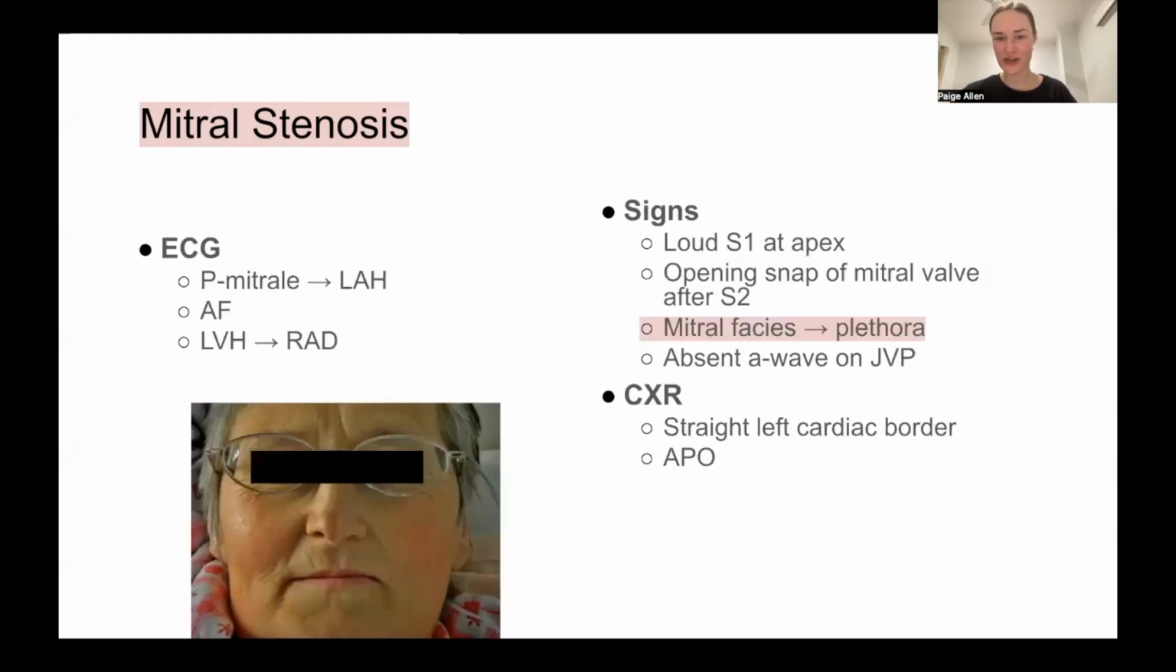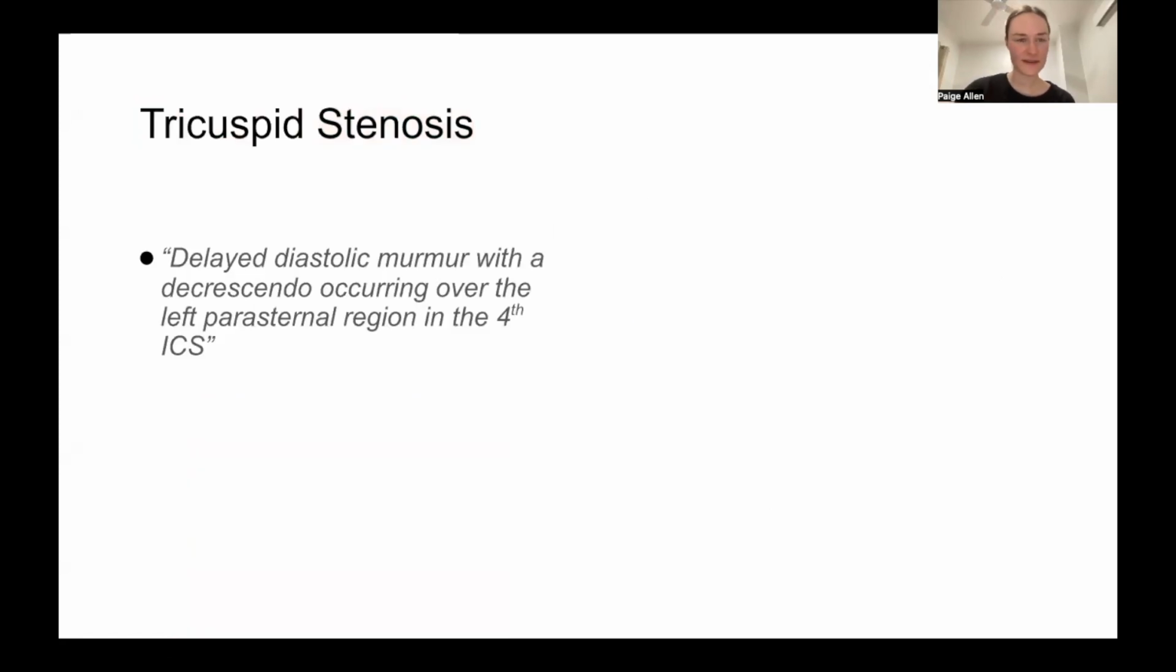What you can get with mitral stenosis is this classic mitral facies, that pinking of the cheeks. I think that's about it for mitral stenosis. Yeah, don't worry about that one.